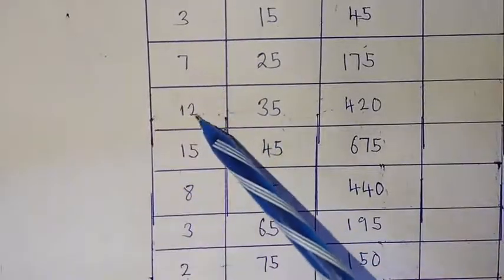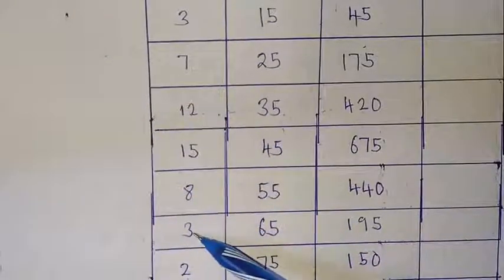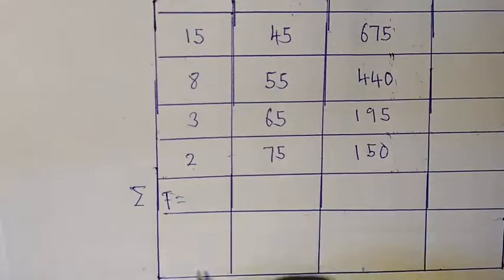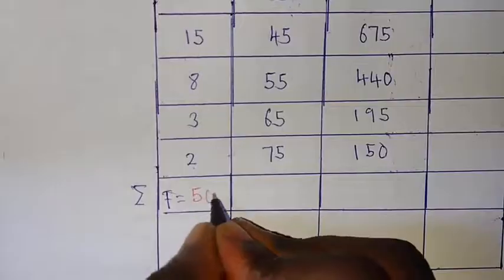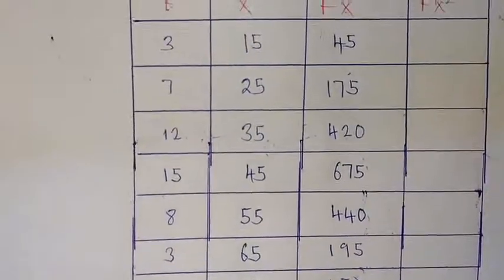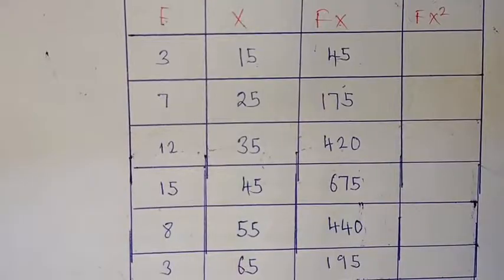So 3 plus 7 plus 12 plus 15 plus 8 plus 3, again plus 2. We find the summation of this. Right, so this will give us 50. I hope we are moving together.